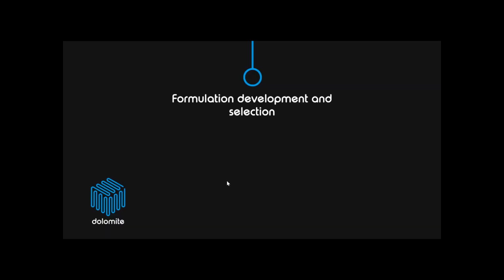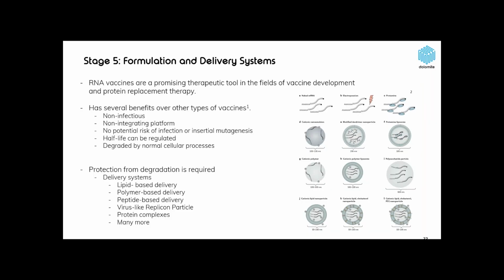So just talking a little bit more about formulation development and selection, going back to RNA vaccines, they are a promising therapeutic tool in the fields of vaccine development and protein replacement therapy. Why is that? Because they are a non-infectious, non-integrating platform. There's no potential risk of infection or insertional mutagenesis. Their half-life can also be regulated. However, they are degraded by normal cellular processes, which essentially leads us to wanting to protect them from being degraded, and therefore we need to find delivery systems.